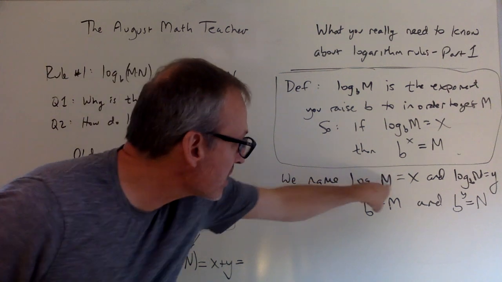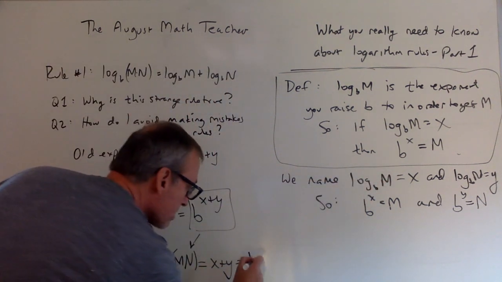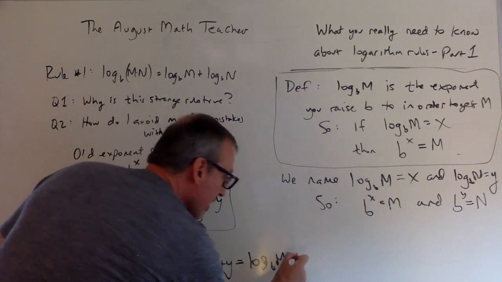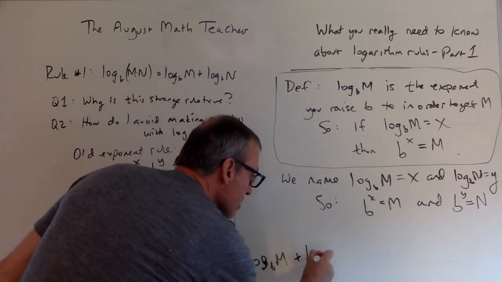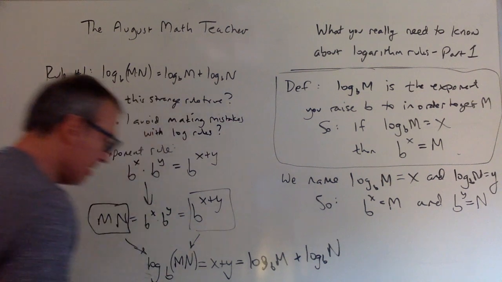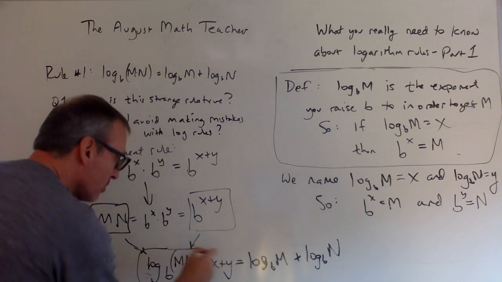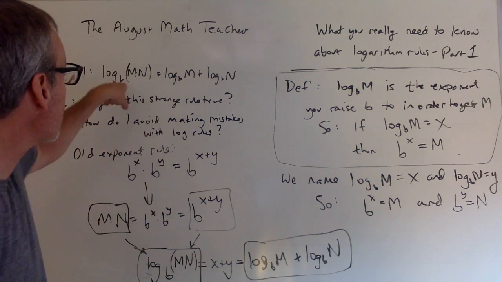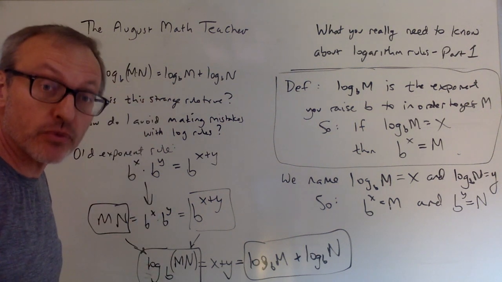Remember, x was the log base b of m, so this is just the log base b of m. And y is just the log base b of n. And look, we've just shown these two things are equal, which is exactly the rule we were trying to prove.